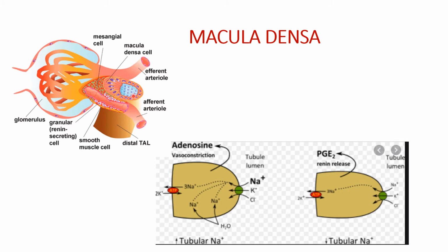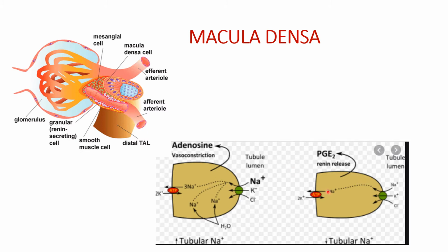So whenever there is an increase in the tubular sodium concentration, this sodium gets inside the macula densa cell through the sodium potassium chloride transporter, which is present in the ascending loop of Henle. This increased sodium is sensed by the macula densa cell, which in turn causes adenosine mediated vasoconstriction of the afferent arteriole. Increased sodium means increased urine volume, so this will be compensated by vasoconstriction of the afferent arteriole.